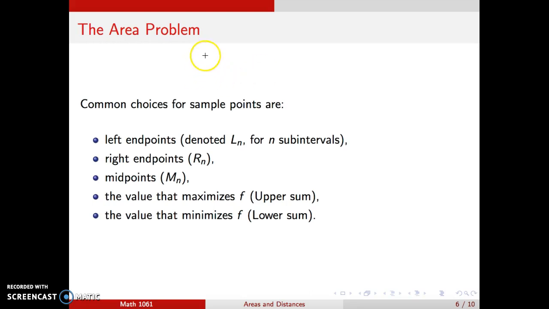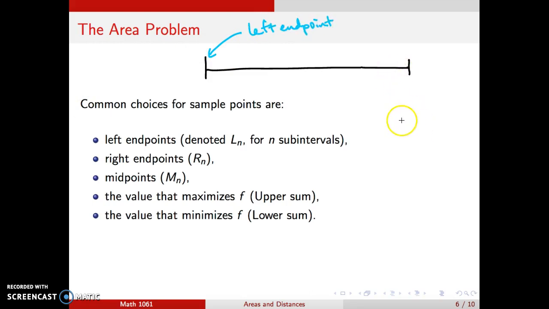If we're looking at our subinterval, we could do left endpoint. We could do the right endpoint. We could do the midpoint, right in the middle. And these first 3, they don't depend on the function at all. It's just the left endpoint of the subinterval, right endpoint, or the midpoint.